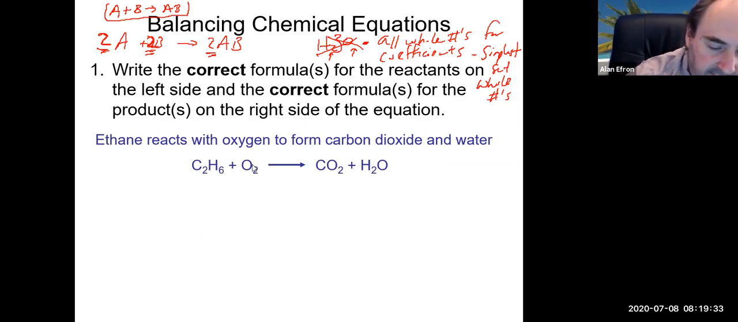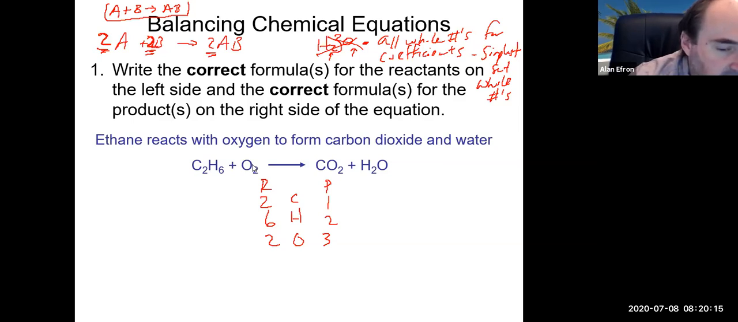So once we do this, sometimes it's a good idea to make a little table. Here we would have our reactant side, our product side, and our elements. In this particular case, on the left-hand side, we have 2 carbons; on the right-hand side, we have 1. On the left, 6 hydrogens; on the right, 2. On the left, 2 oxygens; on the right, 2 oxygens plus 1 more is 3. Sometimes this table gives you a good game plan as to where to start.